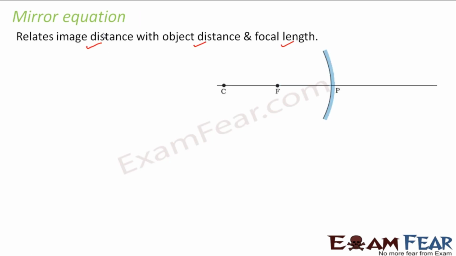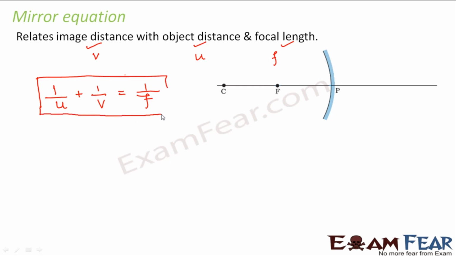Now, as a matter of convention, we denote image distance by v, object distance by u and focal length by f, right? So what is my mirror equation? The mirror equation goes something like this. It says that 1/u plus 1/v is equal to 1/f. So this is the mirror equation which relates the image distance with object distance and focal length.